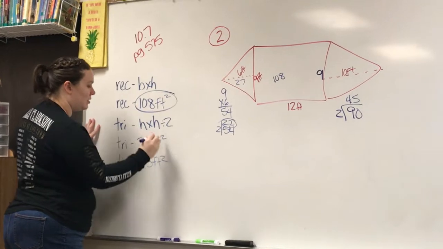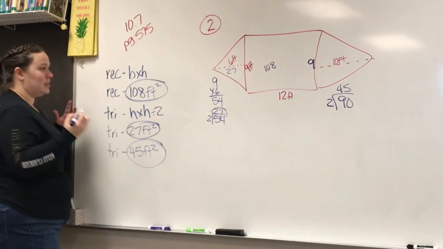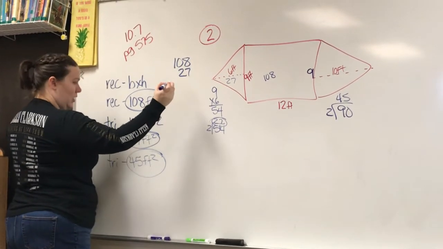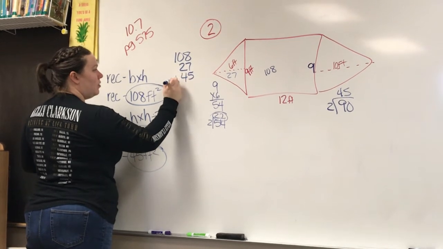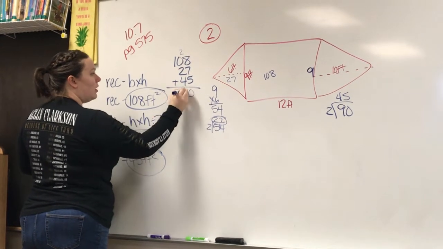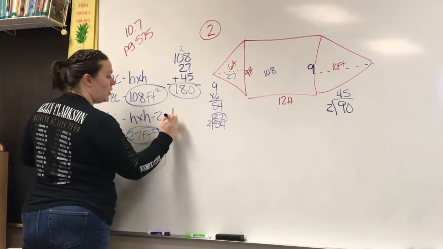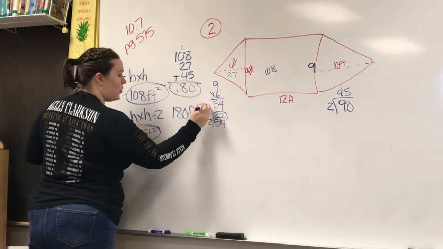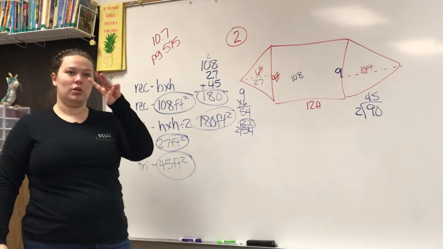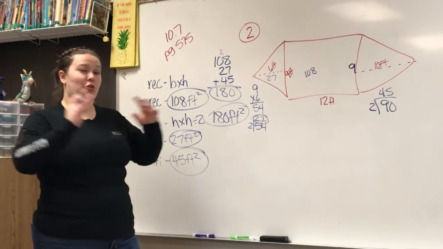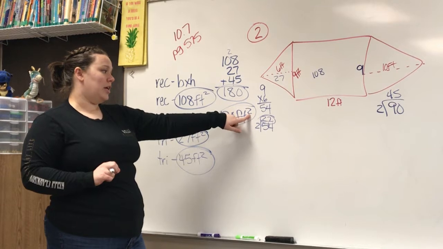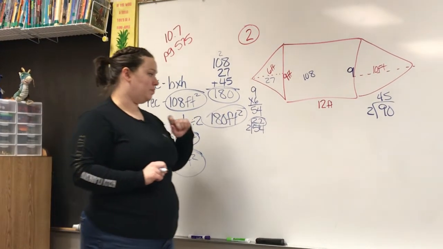So now you have to take this, and plus this, and add them all up. 108, 27, and 45. All added together, 180 feet squared. Remember, we're still using the squared because it's a flat shape. We'll start using the cubed, which is to the 3rd power, if it's a 3D shape, and we're going to get into that later. But if you're talking about area of a flat shape, it needs to say squared.